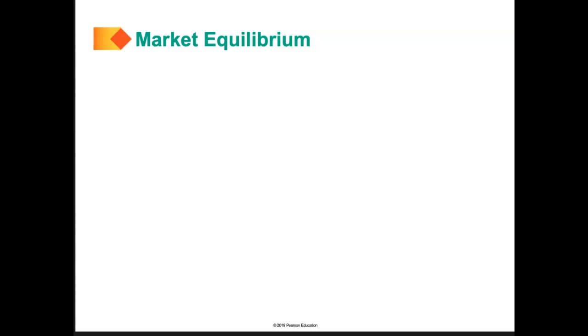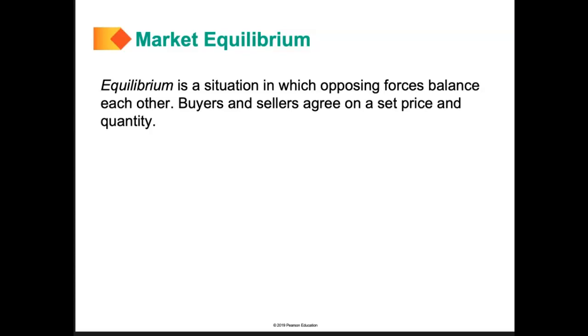In economics, equilibrium is basically when buyers and sellers agree on a set price and a set quantity which is bought or sold. So when buyers and sellers in the market agree together, we say the market is at equilibrium. And equilibrium is where everything basically balances out. So we always want to be at the point of equilibrium.